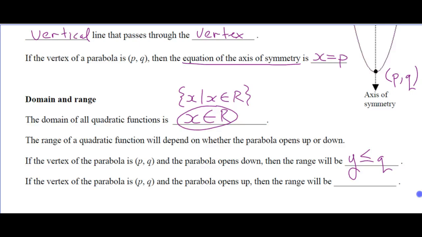If the vertex of the parabola is (p, q) and it opens up, where do we go for the books? Learning commons, the central desk.